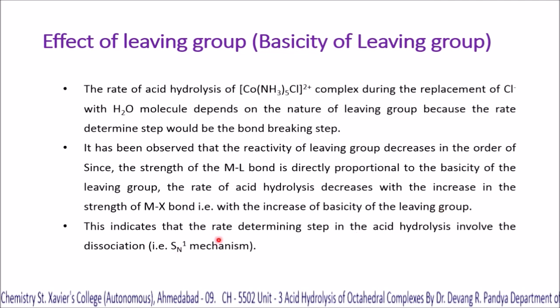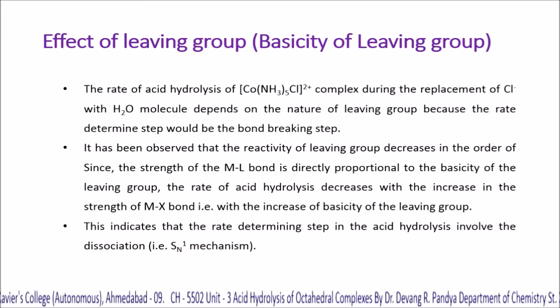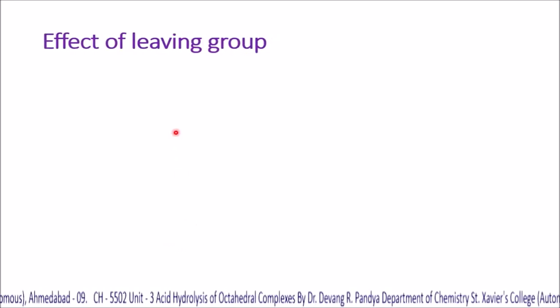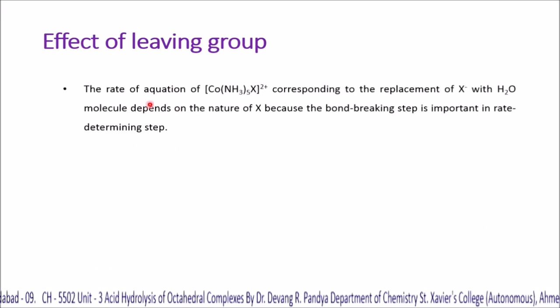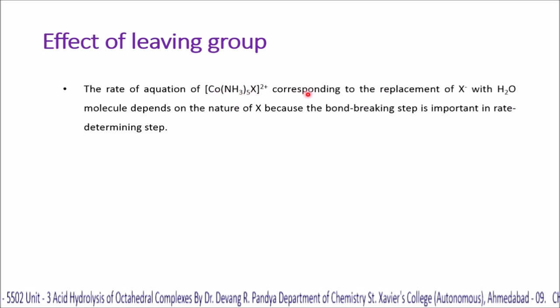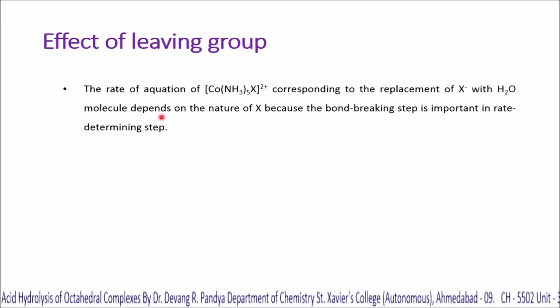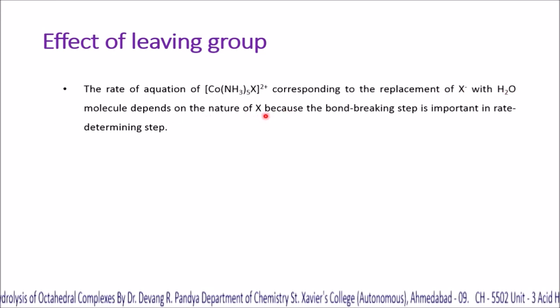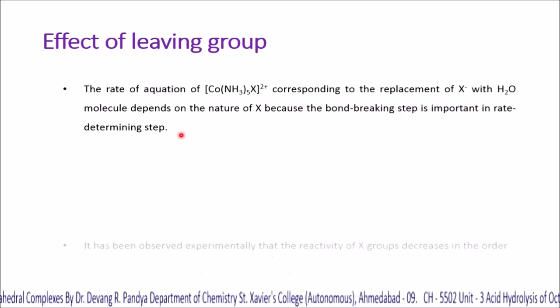This indicates that the rate determining step in acid hydrolysis involves a dissociative mechanism, or SN1 mechanism. So most of the factors advocate that SN1 is the reaction mechanism for ligand substitution reaction as far as acid hydrolysis is concerned. The rate equation of pentaamminemonohalocobalt(2+), corresponding to the replacement of any halide with an H2O molecule, depends on the nature of the halide, because the bond breaking step is important in the rate determining step.